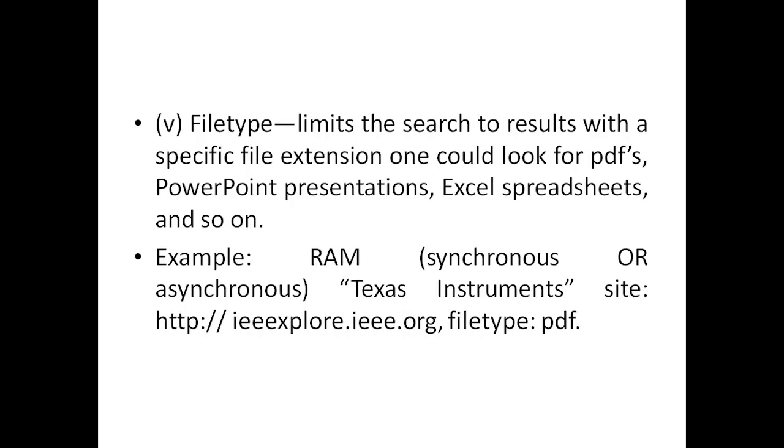Next, file type. If I want a PDF file, that will be made available if it exists. It limits the search to results with a specific file extension. One could look for PDF, PowerPoint presentations, Excel spreadsheets, and so on. In our example, in the end you can see this as a PDF. So all five things can be included here.